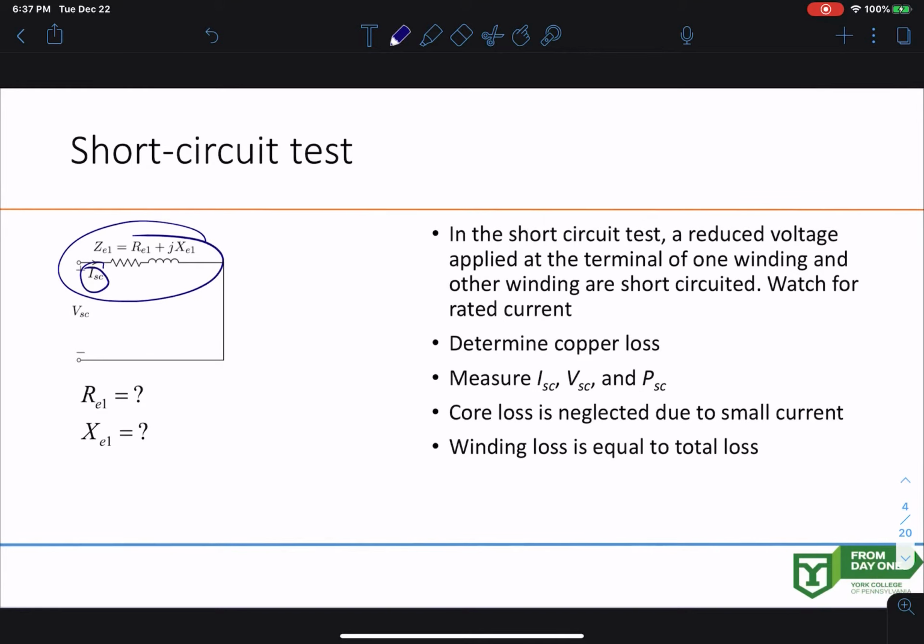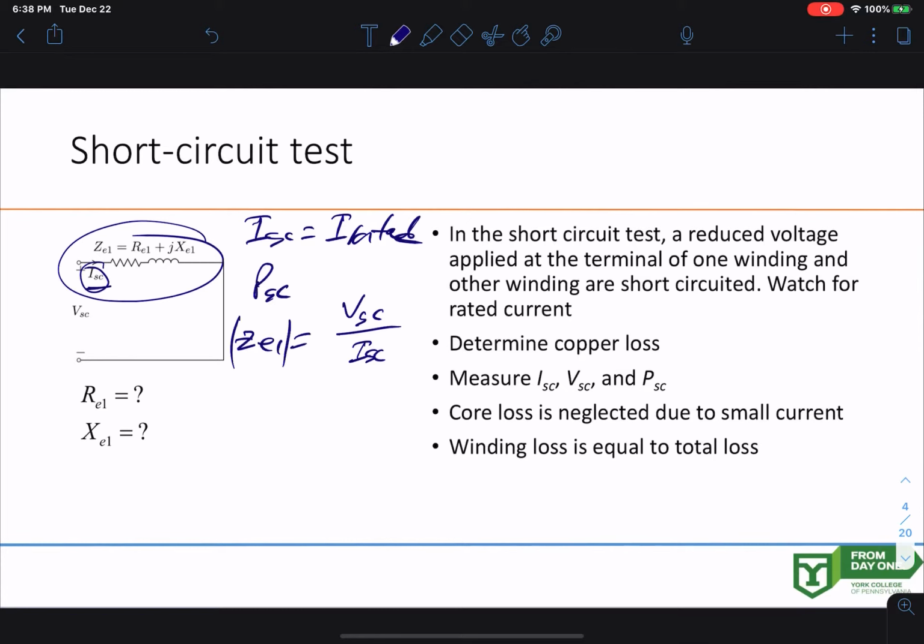So you apply a voltage until you get to the rated current. So ISC over here is I rated, right? And you also find PSC from the supply end. So once you have that, you can easily find ZE1, the whole impedance over here, by using VSC over ISC. This is the magnitude, all right?